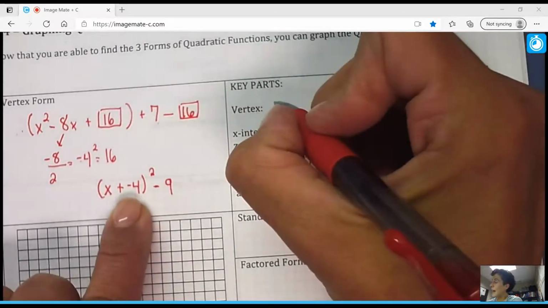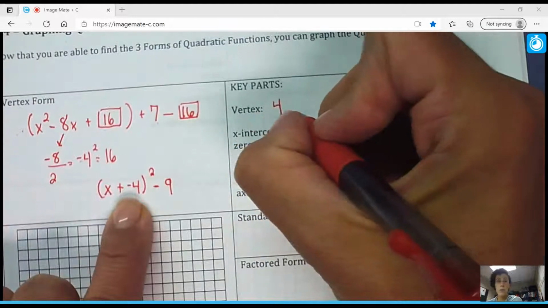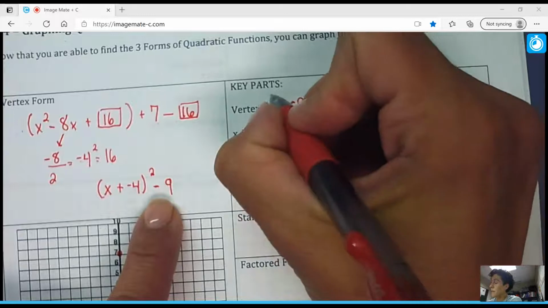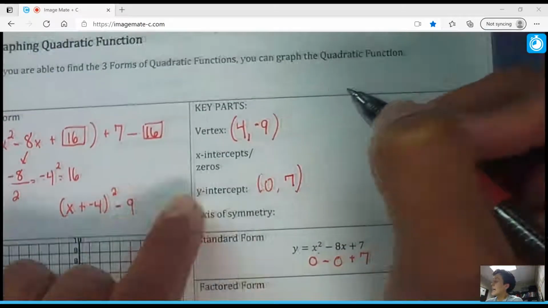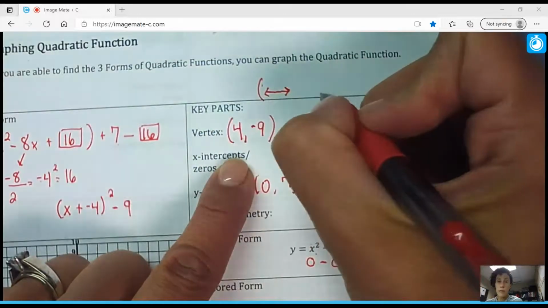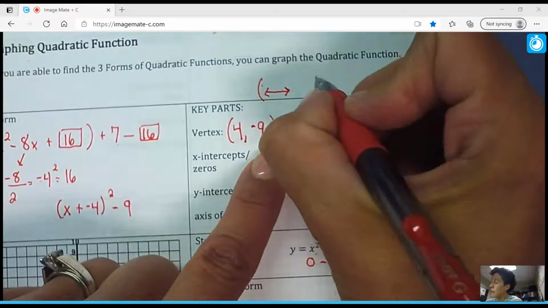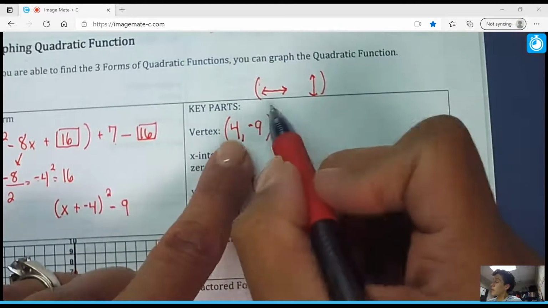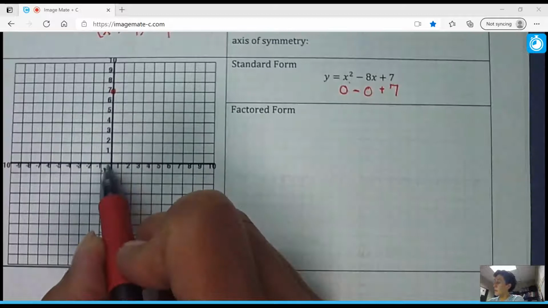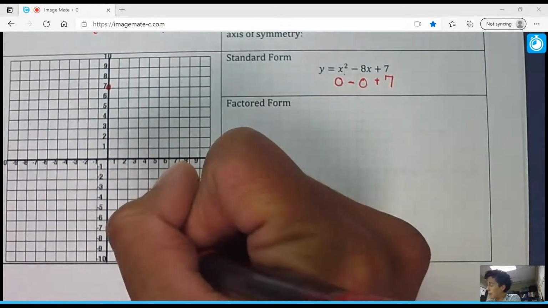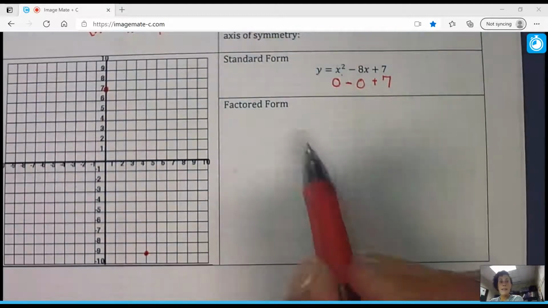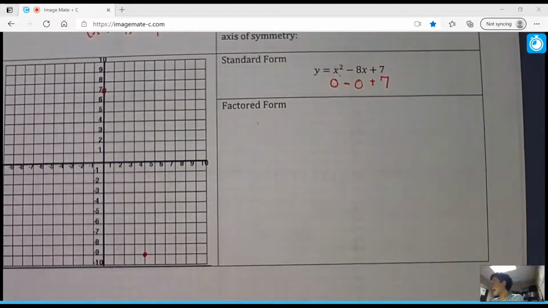So now I can get my vertex, which the trick is you look in the parentheses and you take the opposite of that. So there's a -4, so I'll use 4. And then the number behind it, but we won't do the opposite. So there's my vertex, 4, -9. And if you've forgotten how to graph these points, the first number tells you to go left or right, and the second number tells you to go up or down. So from the center, I'm going to go right 4 and down 9. So right 4, down 9, and I end up right here. So the last thing I need to do is get factored form so I can find the x-intercepts.